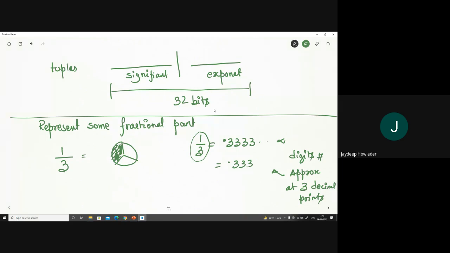So any floating point number or any fractional number has a near approximation representation. If we increase the size of the representation, we get a nearer approximation of the part. So 1/3 is represented as 0.3. It may also be represented as 0.33, or it may also be 0.333, etc. So in this case, we are approximating the number with 1 decimal point. This is 2 decimal points. This is 3 decimal points.